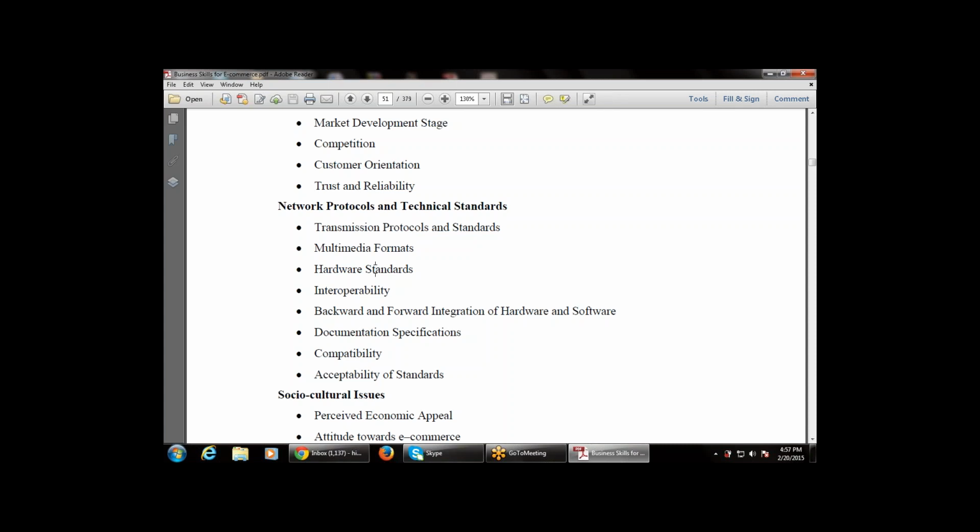Then document specification, that there must be a proper document specification used, and forward integration and backward integration of hardware and software. That there should be proper backward and forward integration of hardware and software. Then compatibility, that there should be proper compatibility among the protocols, among the rules and regulations followed over the internet. Then acceptability of standards, that there must be acceptance, there must be rules and regulations followed over the network, that is the acceptability of standards.